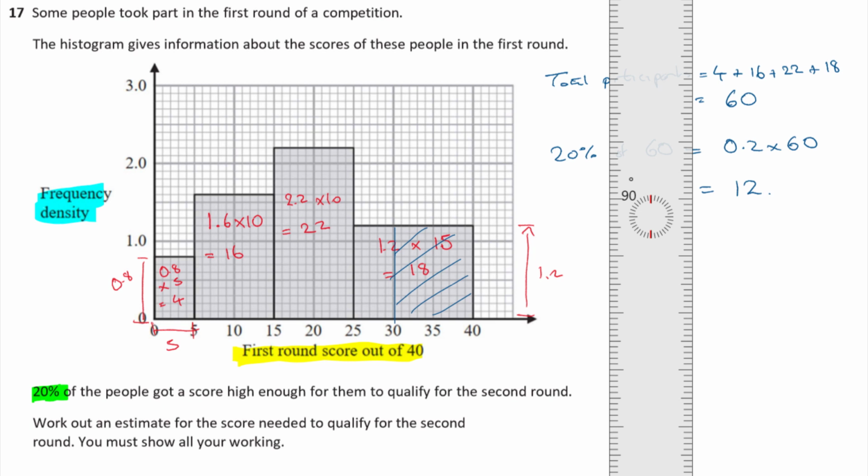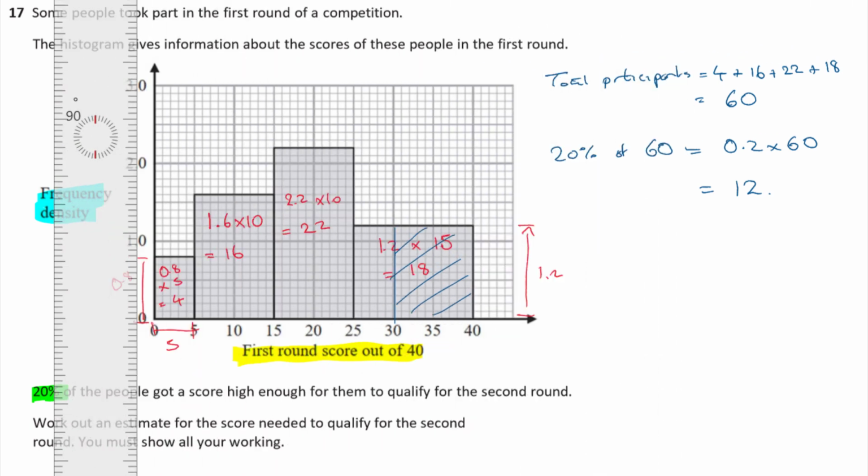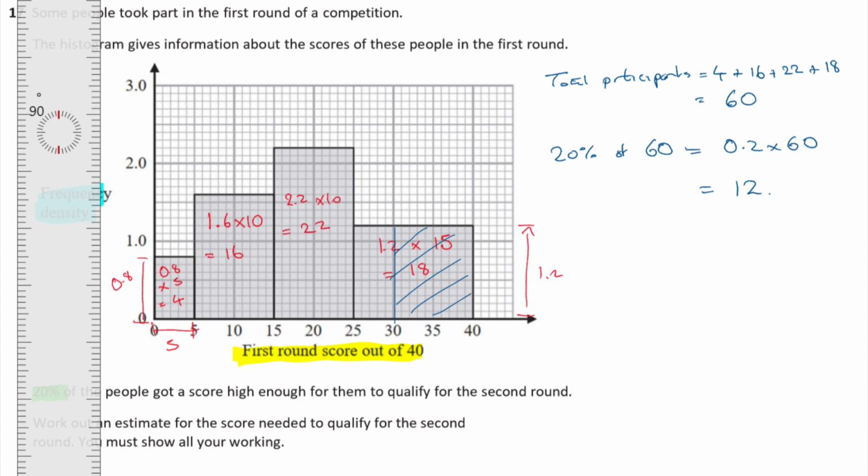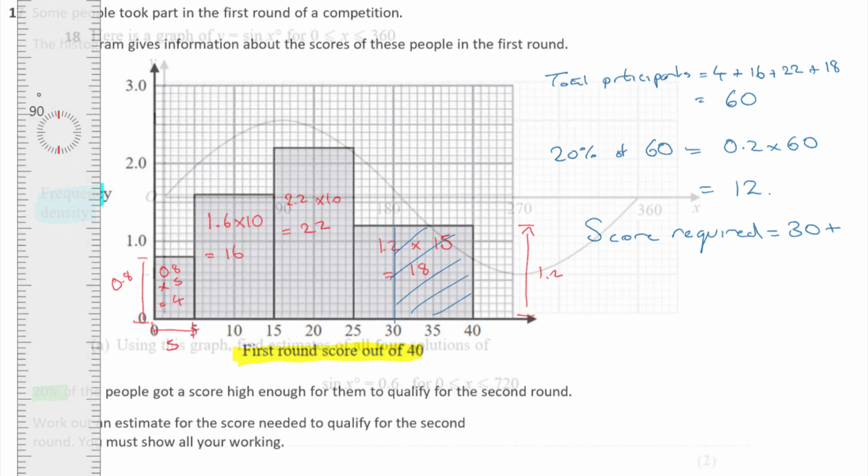Okay, so you can see that those 12 people then scored between 30 and 40 marks. So can I work out an estimate of the score needed to qualify for the second round? So therefore you needed 30 plus marks. Score required equals 30 plus. Okay, so if you got 30 or higher, then you've done well enough to move on to the next round.